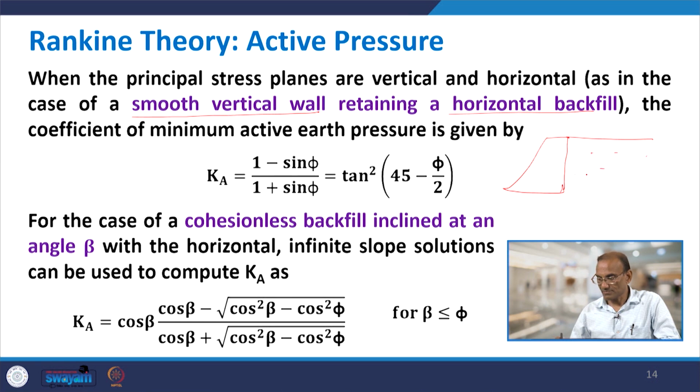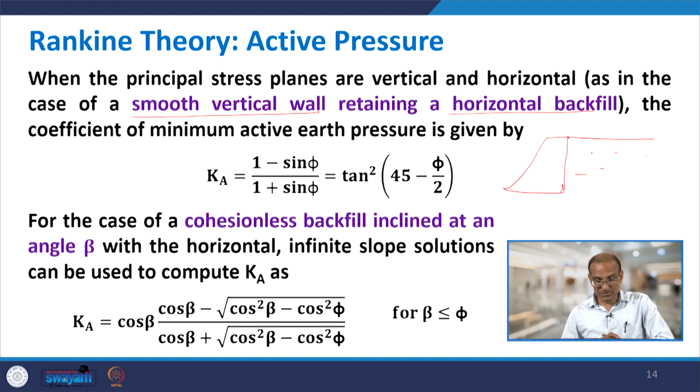So, it is horizontal. In that case the Ka value is given by (1 minus sin phi) divided by (1 plus sin phi), which can also be written as tan square (45 minus phi by 2). So, what is phi? Phi is the angle of internal friction of soil. So, using the value of phi, you can calculate the value of Ka.